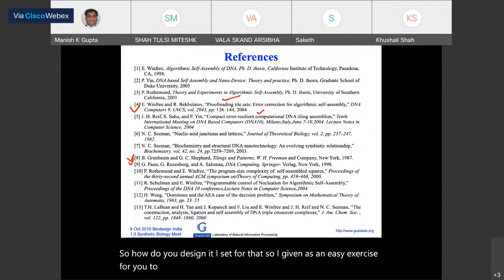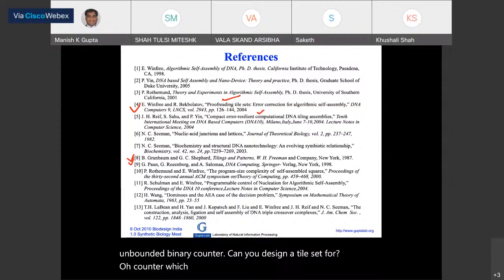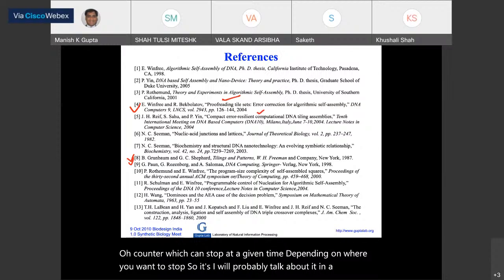You have the tile set for the unbounded binary counter. Can you design a tile set for a counter which can stop at a given point, depending upon where you want to stop? I will probably talk about it in a bit more detail later on.